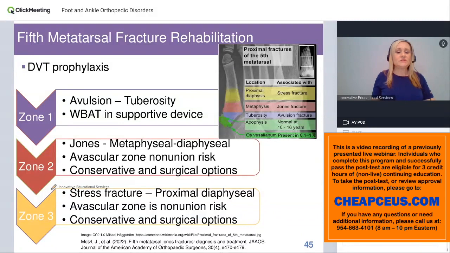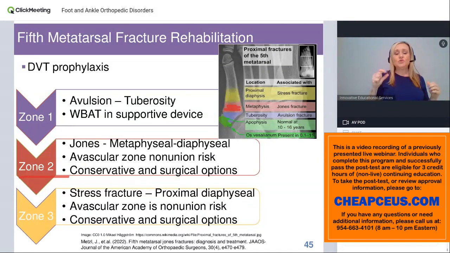Same thing with someone who sustains a zone 2 injury, where it's more the metaphysis. These are more of our avulsion type, or acute type of small fractures. The individual is going to be non weight bearing for 6 to 8 weeks in order for some healing to occur. The concern in this zone 2 area in particular is that we have the nutrient artery that is coming from distal, and then we have the metaphyseal artery coming from proximal, and there's that little watershed zone in between.